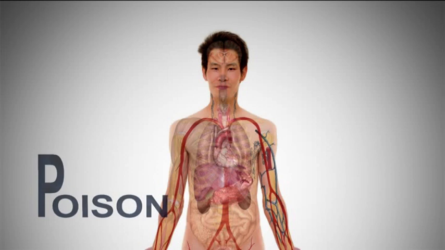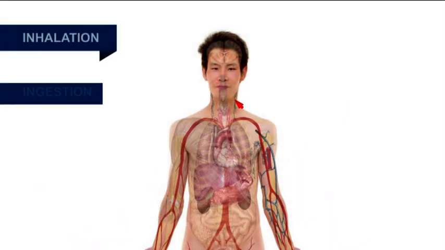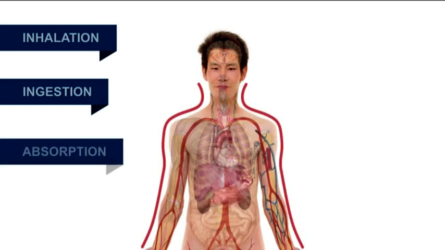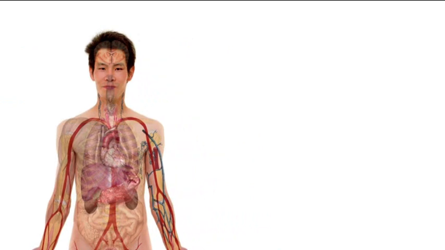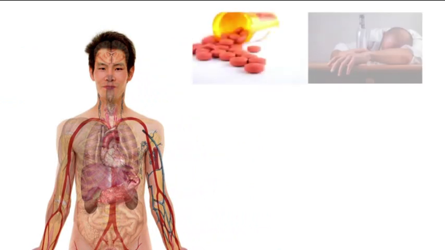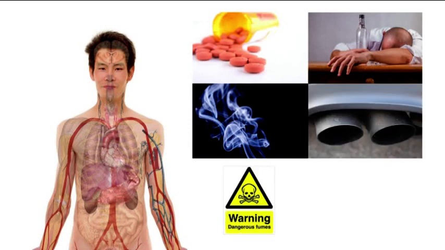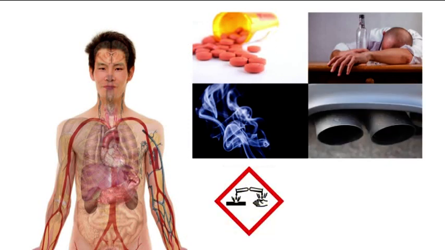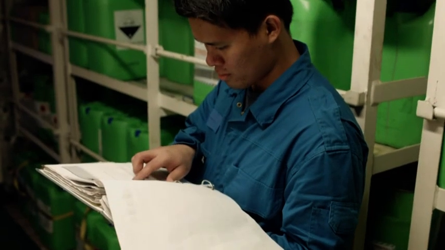Poison can enter the body in 4 ways: inhalation, ingestion, absorption, and injection. It can be caused by drugs, alcohol, smoke, gases, fumes from chemicals, absorption through the skin and eyes, or injection from things such as high-pressure fuel lines. Poison can be corrosive or non-corrosive and must be treated by following MSDS instructions.